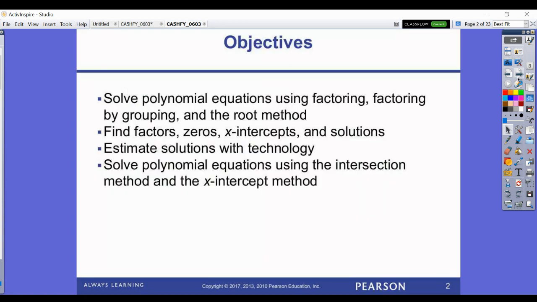So our objective today is to solve polynomial equations using factoring by grouping and the root method. We're going to find factors, zeros, x-intercepts, and solutions, which, as you've heard me say before, are pretty much the same thing. We just sometimes write our answer a little bit differently. We're going to estimate solutions using our technology, and we're going to solve polynomial equations using the intersection method and the x-intercept method, and that will be with the technology.